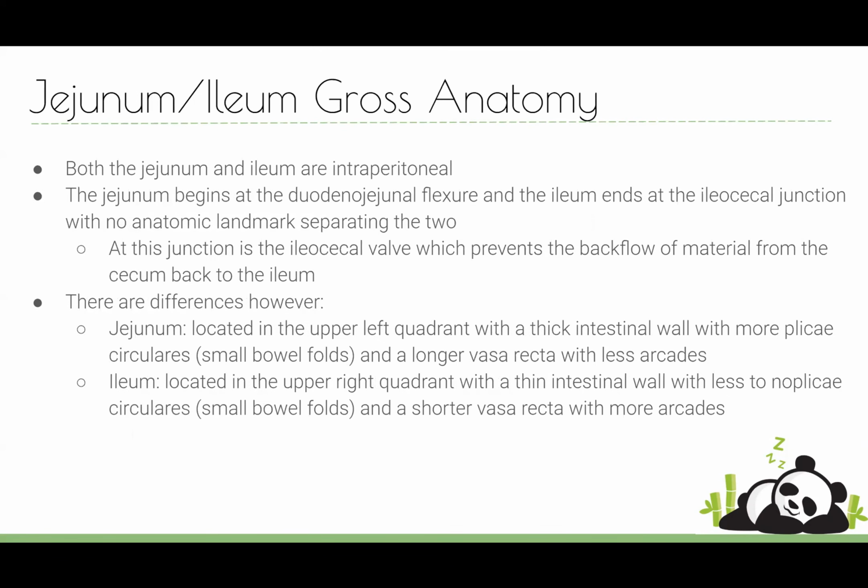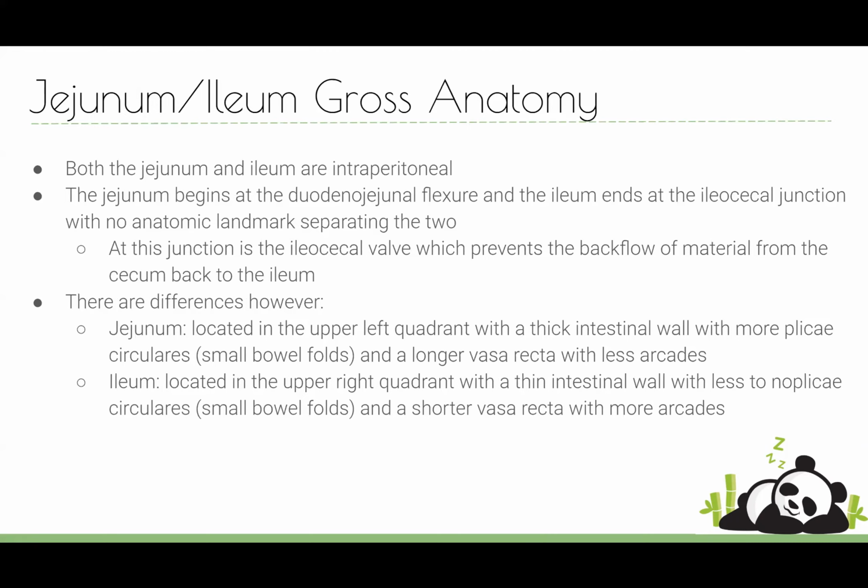Cool. All right, jejunum and ileum, they're both intraperitoneal. The jejunum begins at the duodenojejunal flexure, and the ileum ends at the ileocecal junction. And there's no real anatomical location for where they separate. They kind of just are different. At the junction between the ileum and cecum, there's a valve which prevents backflow from the cecum back to the ileum.